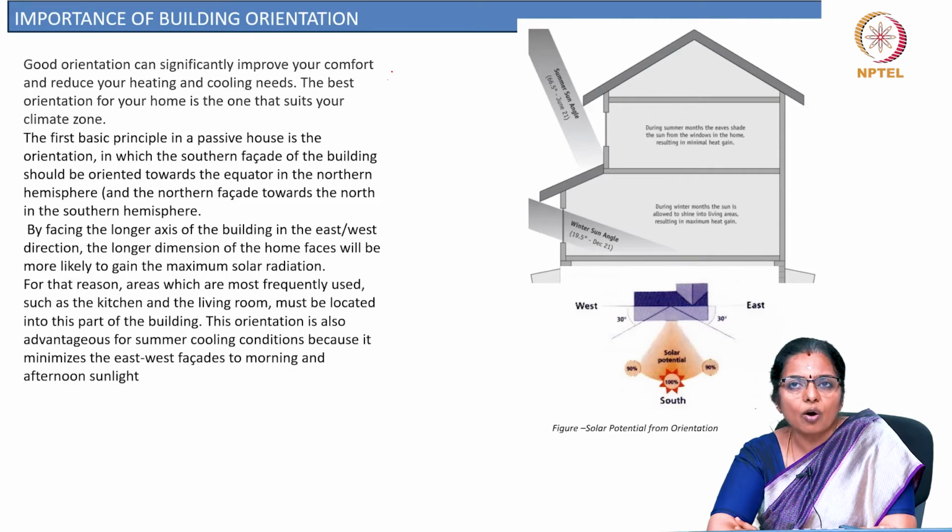By facing the longer axis of the building in the east and west direction, the longer dimension of the home will be more likely to gain the maximum solar radiation. For that reason, areas which are most frequently used, such as kitchen and living rooms, must be located in the sun-facing part of the building. This orientation is also advantageous for summer cooling conditions because it minimizes exposure of the east-west facades to morning and afternoon sunlight.